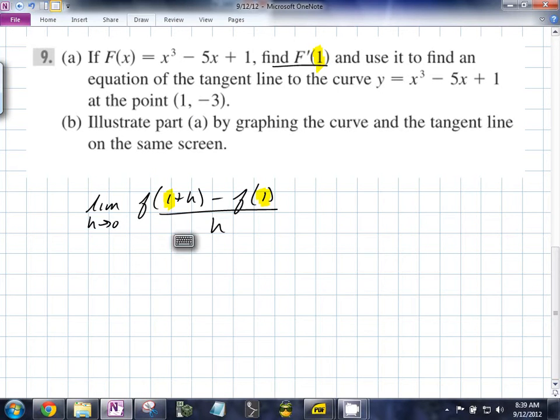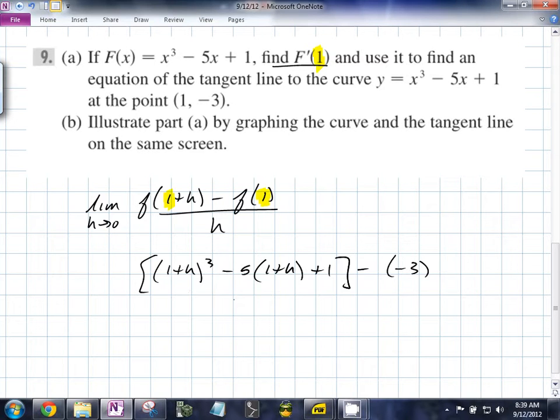You actually have to do this out. I know it's kind of annoying. End up with 1 plus h cubed minus 5 times 1 plus h plus 1 minus, what's f of 1? Negative 3. Is that correct? Yeah, it comes out negative 3, but then you add. Over this, correct?